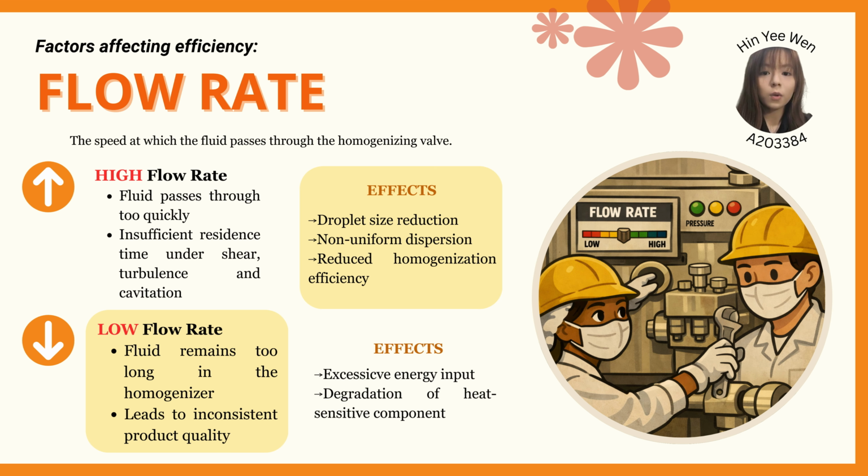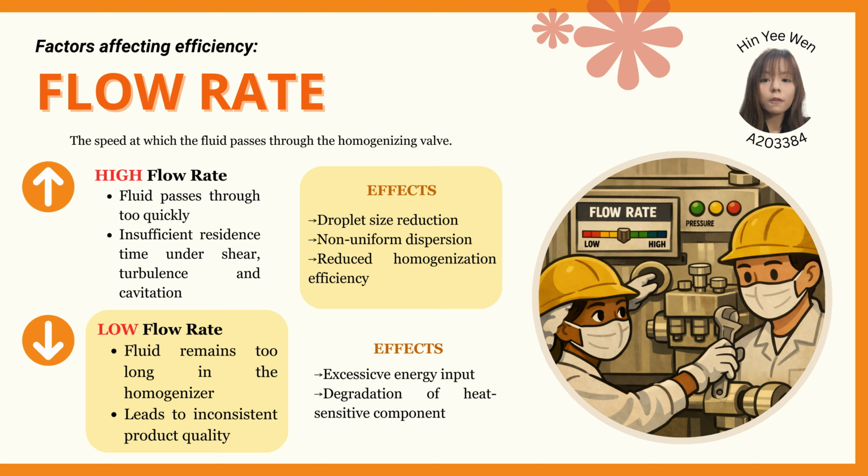Flow rate of the fluid is one of the factors that can affect the efficiency of the high-pressure homogenizer. Flow rate is the speed at which the fluid passes through the homogenizing valve. When the flow rate is high, the fluid passes through quickly. This contributes to insufficient residence time of the fluid under shear force, turbulence, and cavitation. As a result, poor particle size reduction may happen and cause non-uniform dispersion. Homogenization efficiency will also be reduced.